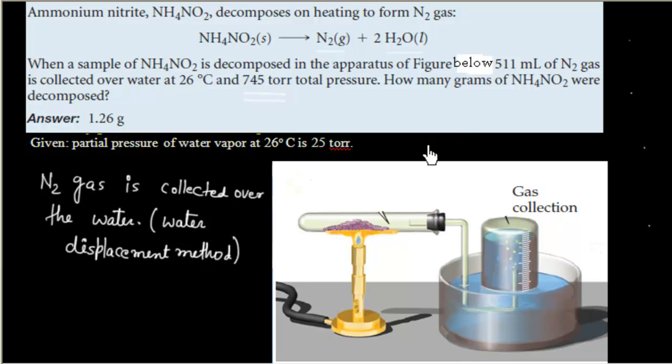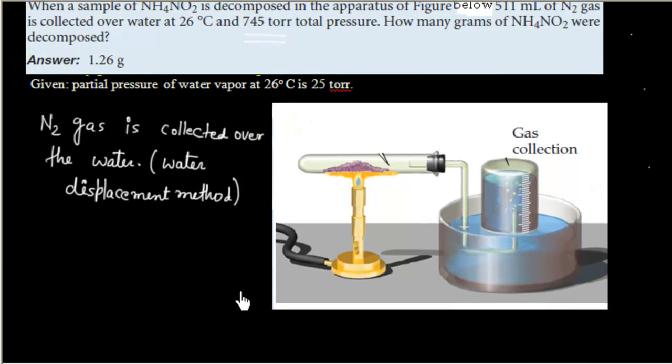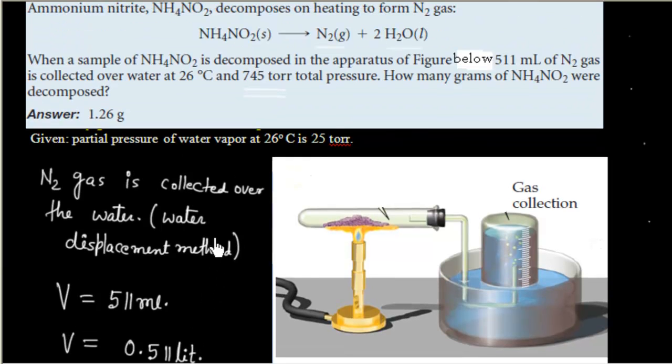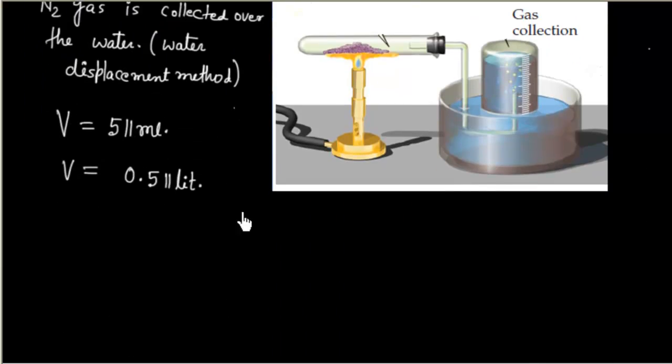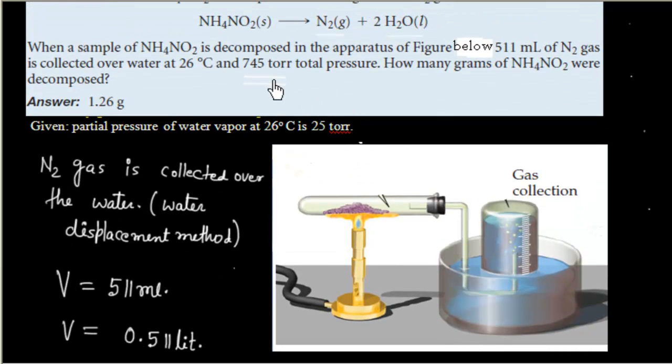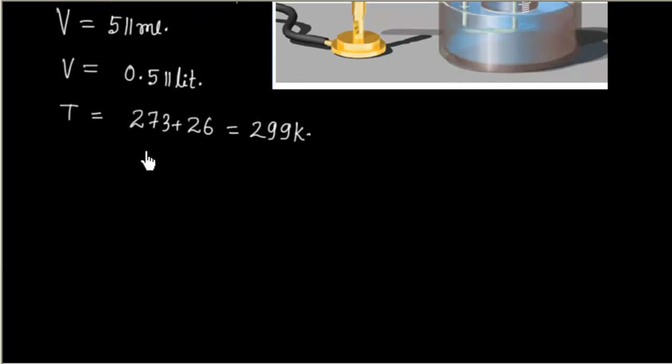Now we have the total volume of nitrogen given, that is 511 ml. So the volume of nitrogen is 511 ml, and we can convert this into liters, that is 0.511 liter. We have also been given the temperature, that is 26 degrees centigrade. If I convert into Kelvin, this becomes 299 Kelvin. And the total pressure is also given. Total pressure is 745 torr.